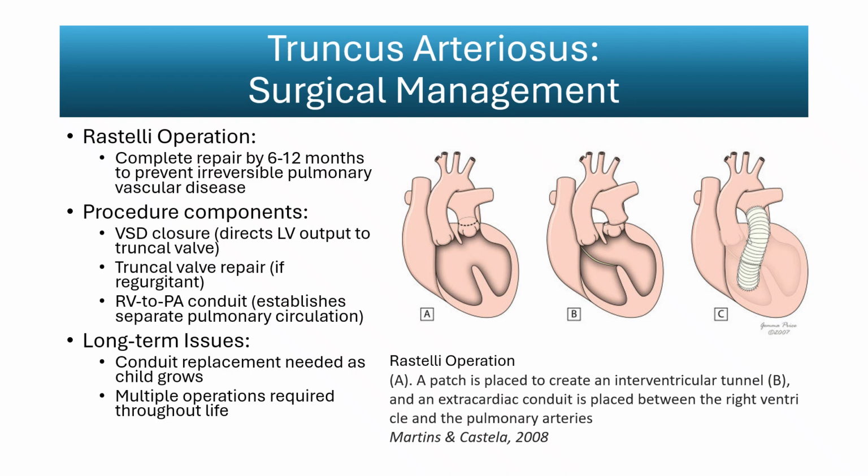Long-term considerations include conduit replacement as the child grows, often requiring multiple reoperations through adolescence and adulthood. Despite these challenges, early complete repair provides the best chance for survival and functional outcomes, while delay leads to progressive pulmonary vascular damage and poor prognosis.